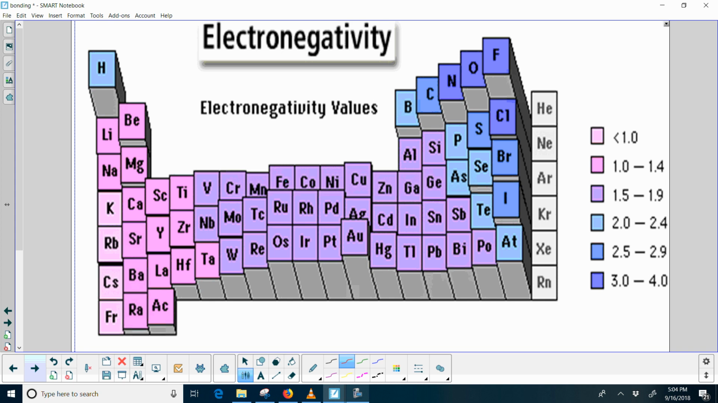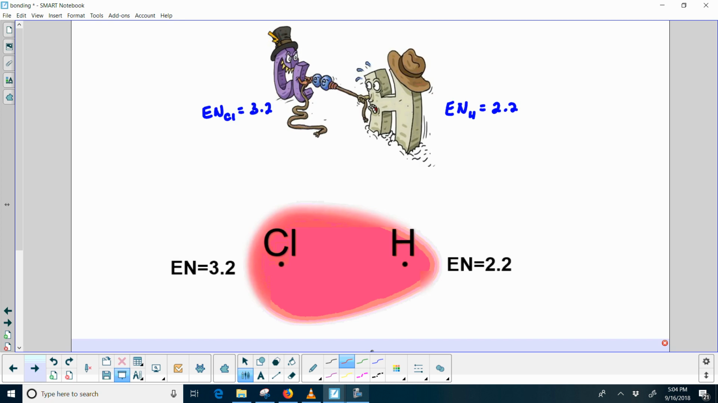All right, so what does this mean? Well, we can use that table or that chart to actually figure out how much of an attraction there is between any two elements, really. So here, if I look up the electronegativity for chlorine, it's 3.2, and the electronegativity for hydrogen is 2.2. So there's quite a bit of a difference. So we call this difference the difference in electronegativity. And all you do is you subtract these two values. So 3.2 minus 2.2 gives you 1.0. So that's quite a bit of a difference between this.